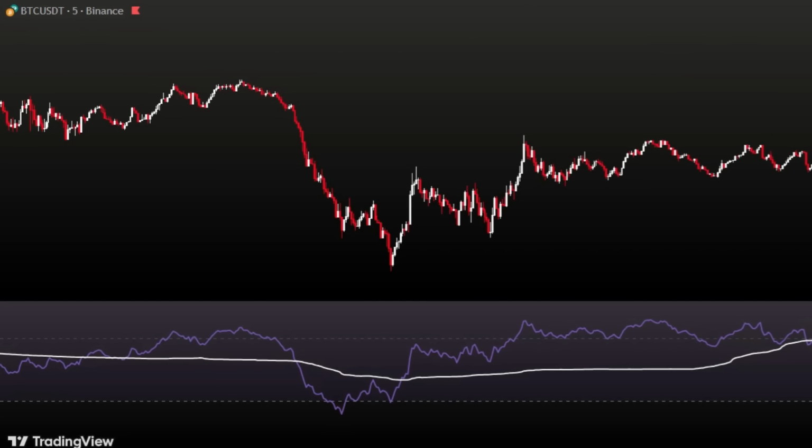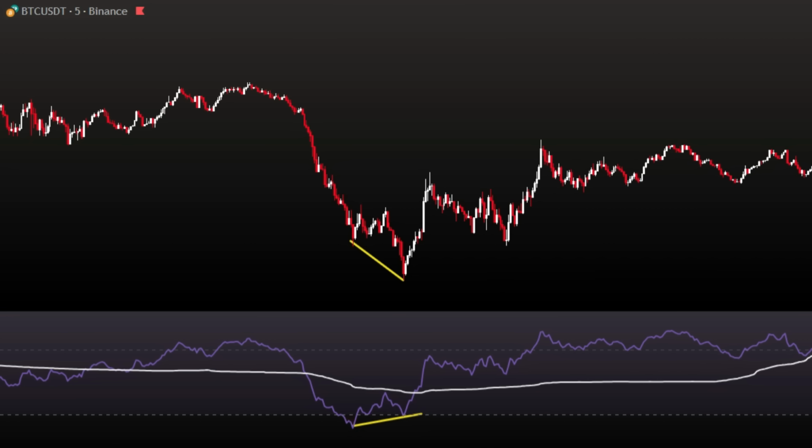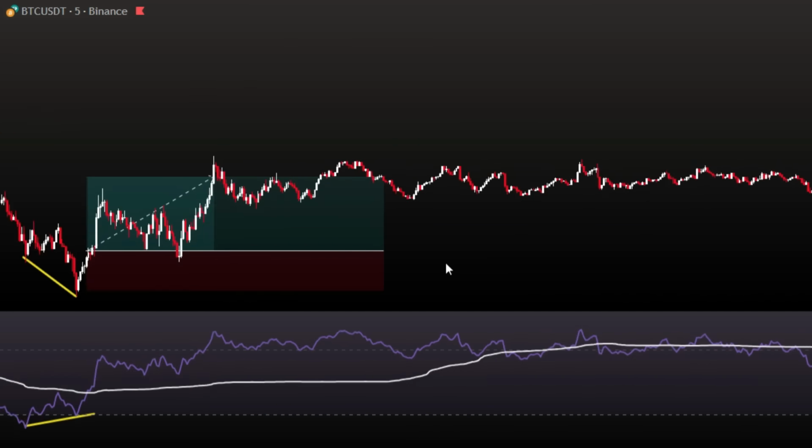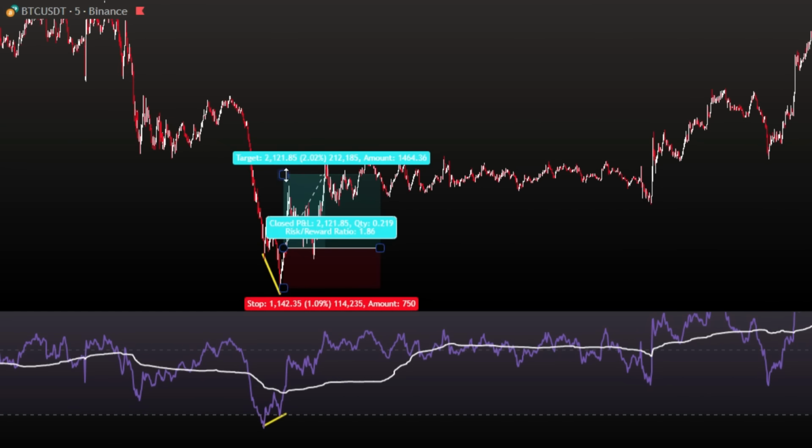Let's also check for some divergence. Here the candles make lower lows, but the RSI is making higher lows. This contradiction is known as divergence. It can serve as an early warning of a possible trend reversal. When the RSI moves above the midline, it could be considered a potential buy indication.